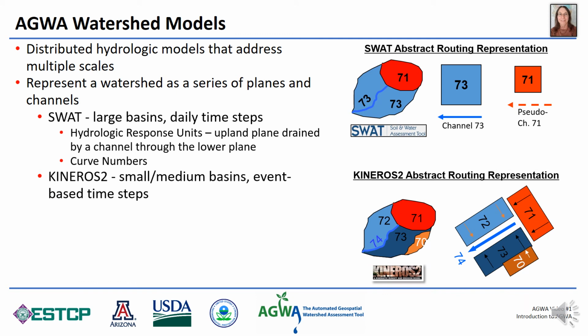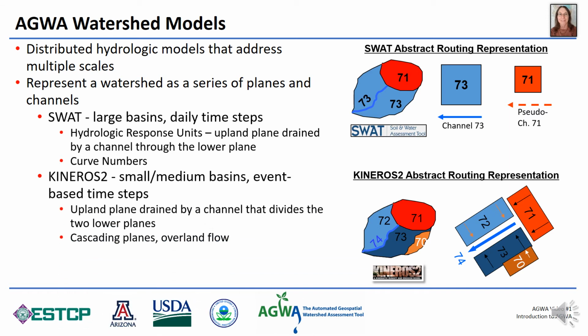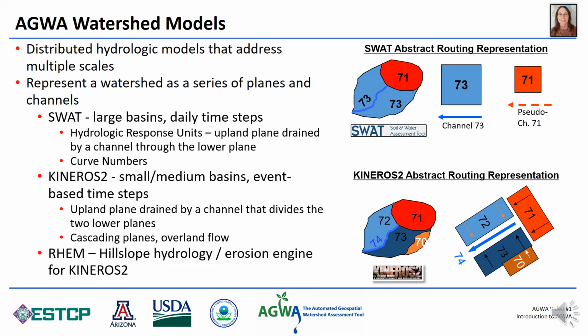The KINEROS2 model is for small to medium-sized basins and uses event-based time steps like a single rainfall event. The upland plain is drained by a channel that divides the two lower plains. KINEROS2 uses cascading plains and overland flow to predict infiltration and runoff. The RHEM model is a hillslope model and is the erosion engine for KINEROS2.